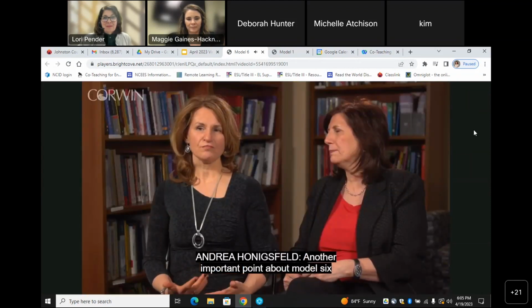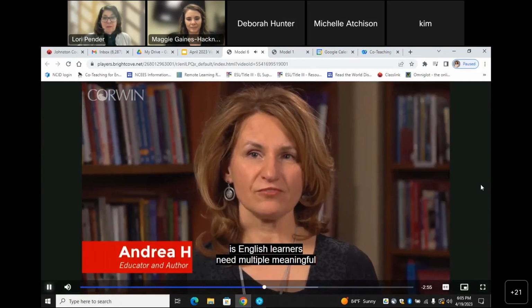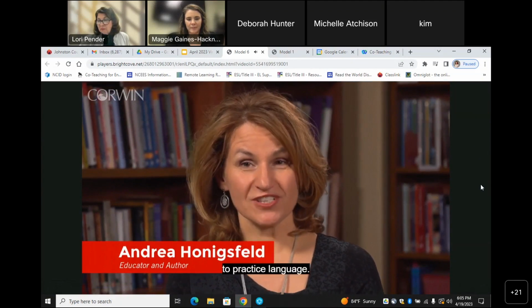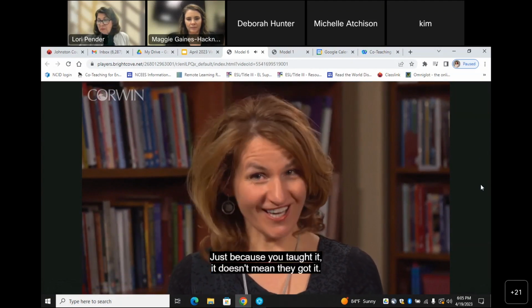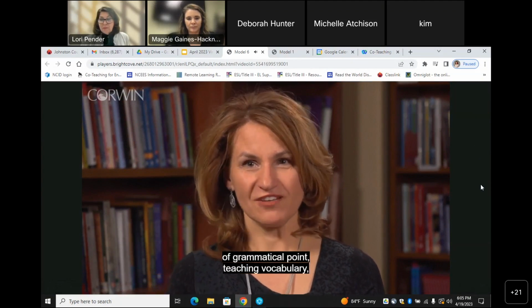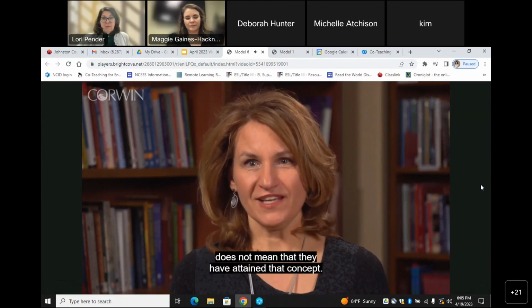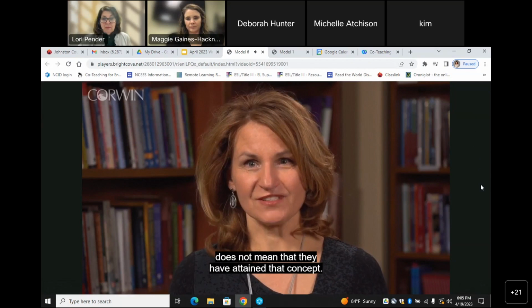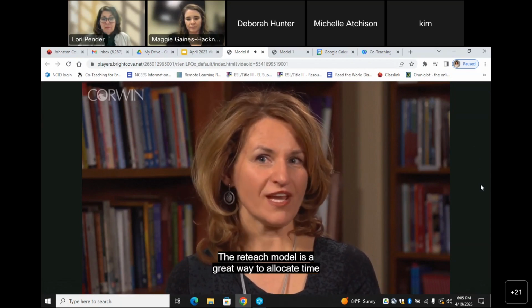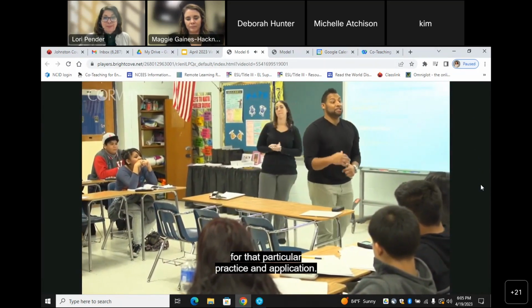Great. Another important point about Model 6 is English learners need multiple meaningful opportunities to interact with the target content, to practice language. Just because you taught it, it doesn't mean they got it. So simply teaching the past tense or any kind of grammatical point, teaching vocabulary, introducing students to a particular concept does not mean that they have attained that concept. So we need to give them multiple opportunities to practice. The reteach model is a great way to allocate time for that particular practice and application.